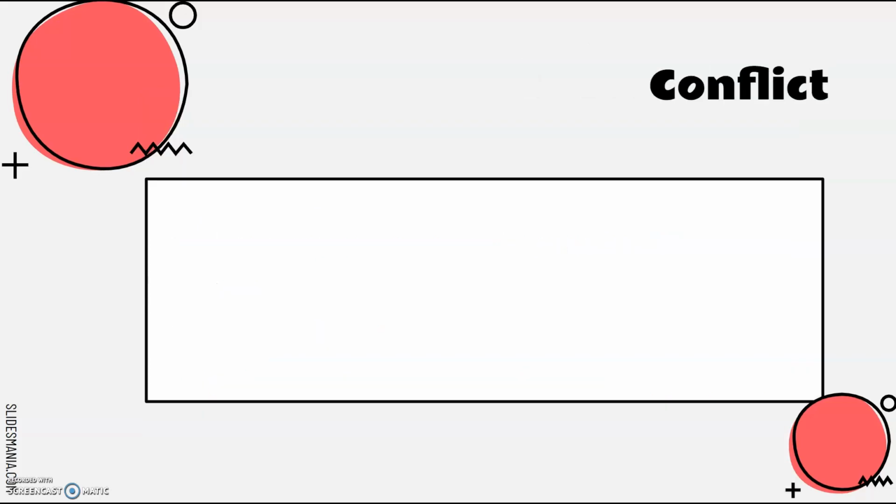And finally, we have conflict. Remember that each fiction story is going to have a problem in the story. Sometimes they'll have many problems, but typically there is a main problem that the protagonist is trying to overcome. This is what's called the conflict.